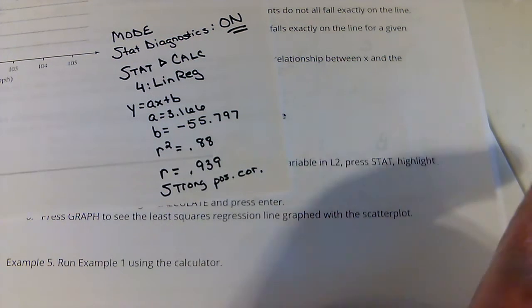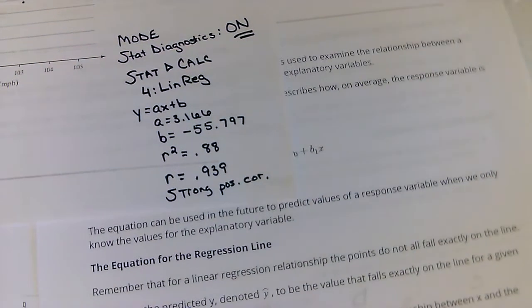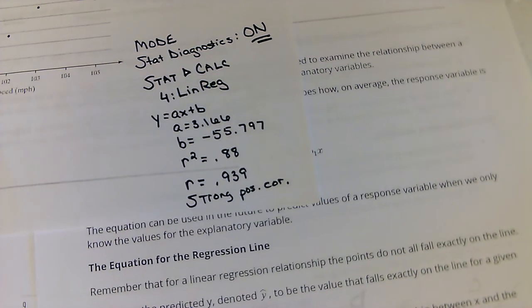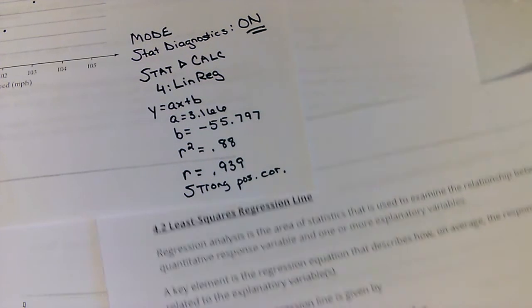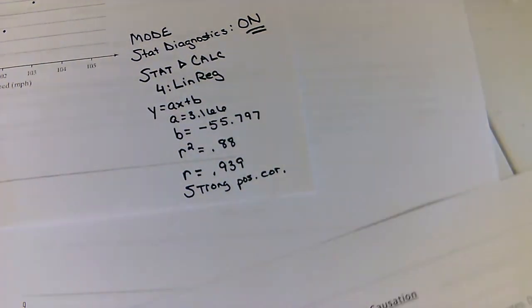And we got this value for A and this value for B. So I really want to just get into what that means. Remember, this was the club head speed of a golf club and the distance it travels.